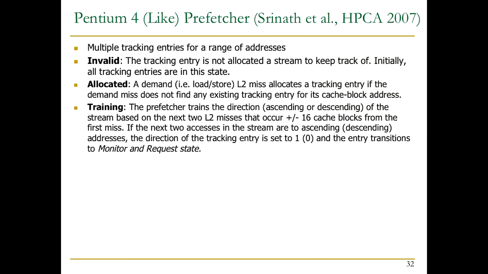And then basically the prefetcher tries to figure out whether there's a pattern. It tries to figure out whether the pattern is ascending or descending, right, based on the next some number of misses that it sees within that region that it's monitoring. If it sees some number of misses or accesses to a descending or ascending region, it sets the direction of the tracking entry, and it transitions into the monitor and request state.